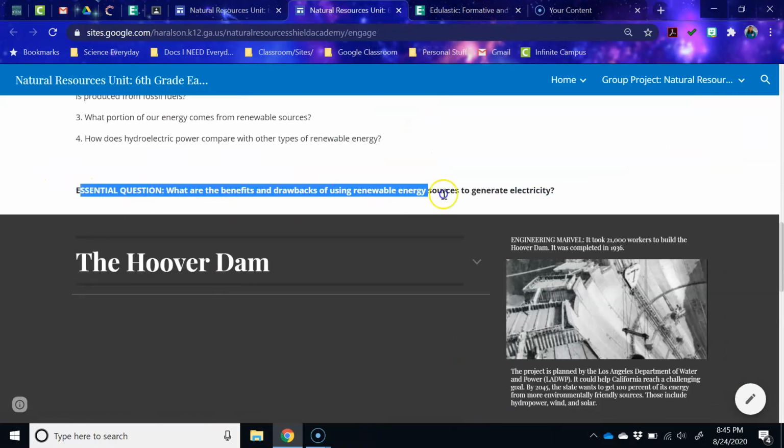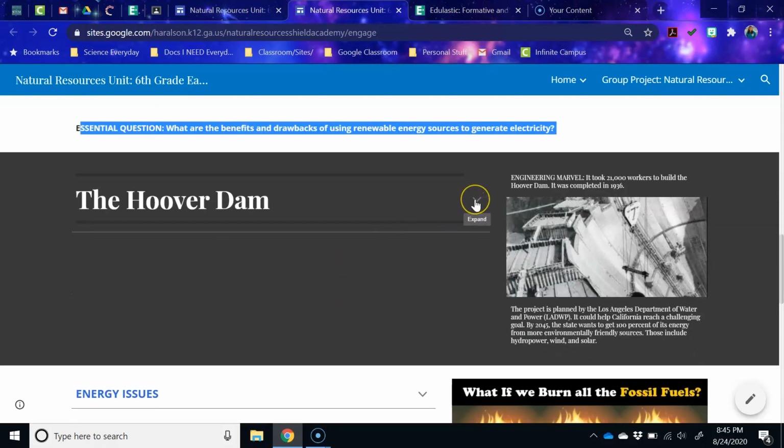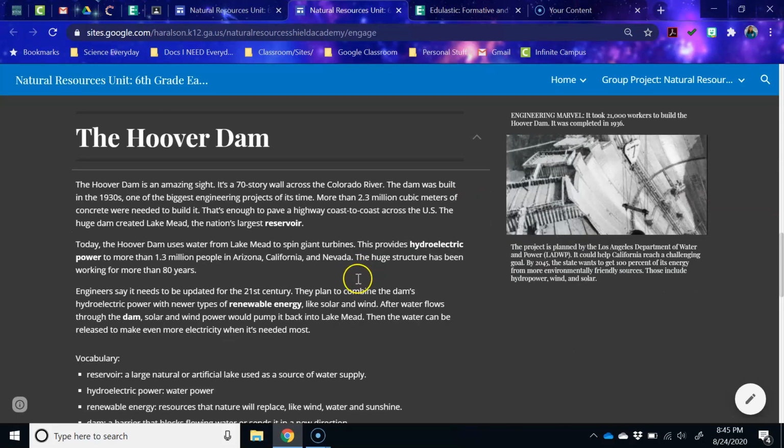Now let's look right here, the essential question. This is for the article. What are the benefits and drawbacks of using renewable energy sources to generate electricity? So I'm not going to read this whole article to you. That's today's assignment. But I want you to go through.